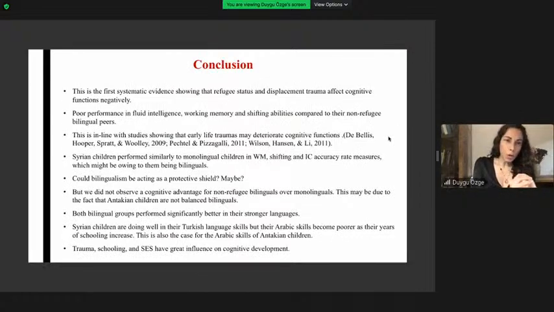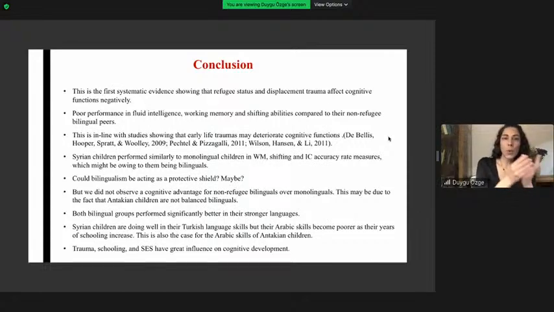So, conclusion: this has been the first systematic evidence showing that refugee status and displacement trauma might influence our cognitive functions negatively, namely fluid intelligence, working memory, and shifting abilities.